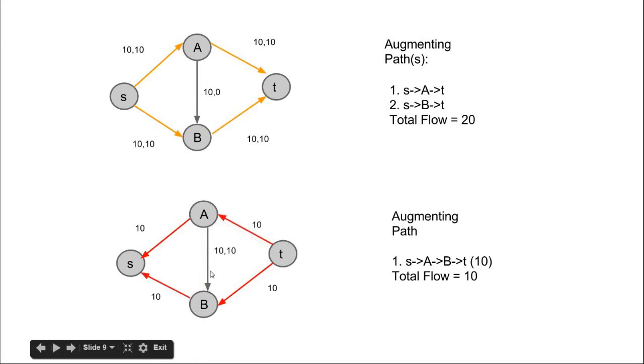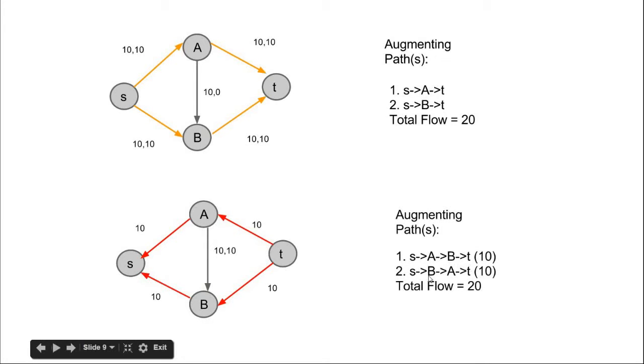So now the original edge has come back, the reverse edge has disappeared. What is the flow now? Since we added two augmenting paths, S to A, A to B, B to T, and S to B, B to A, A to T, both with flows of 10, the total flow equals 20, which is actually the max flow.